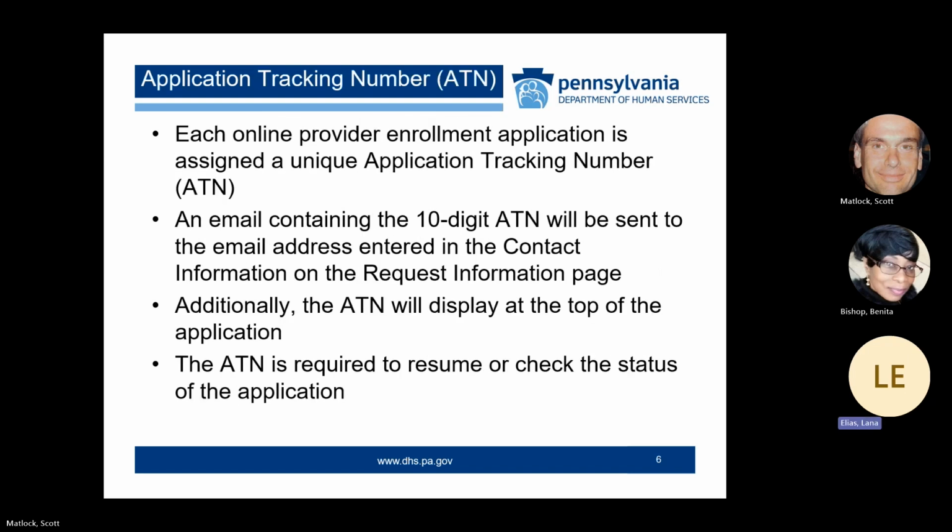The application tracking number, or ATN. Each online provider enrollment application is assigned a unique application tracking number, or ATN. An email containing the 10-digit ATN will be sent to the email address entered in the contact information on the request information page of the application. Additionally, that ATN will display at the top of the application, and the ATN is required to resume or check the status of the application.